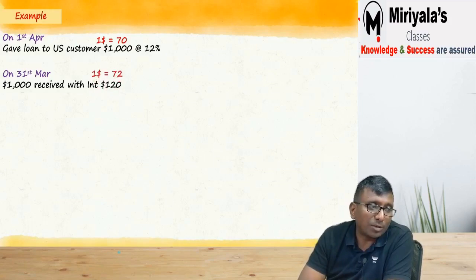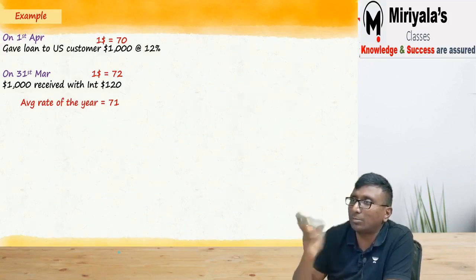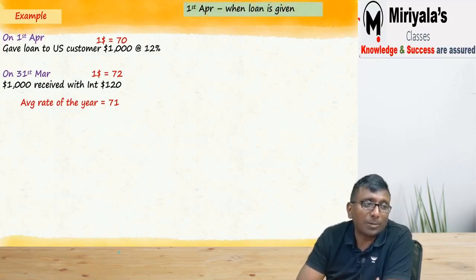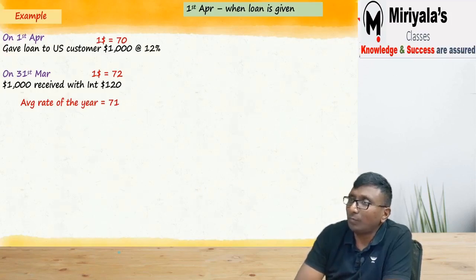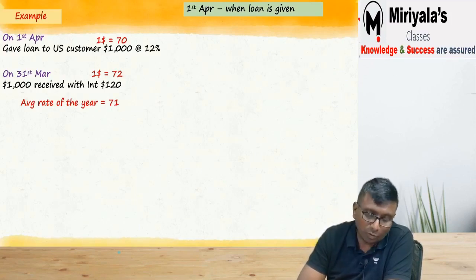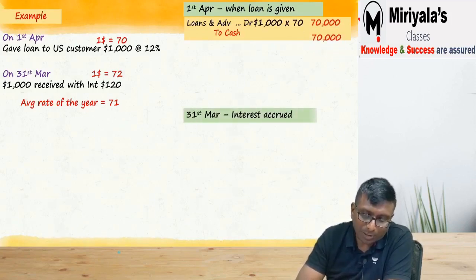Okay, this is the question. That date rate is $1 equal to 72. The average rate I also gave, 70 plus 72 divided by 2, equal to 71. Opening plus closing divided by 2. Okay? Not a problem. On 1st April when you gave the loan, entry please. Loans and advances account debit, to cash. Correct? How much? 70,000, 70,000. Right.